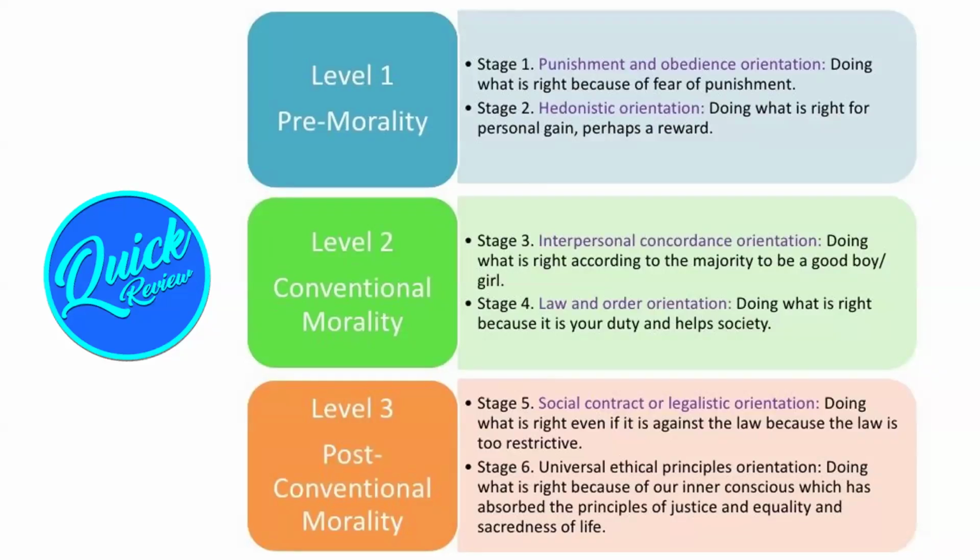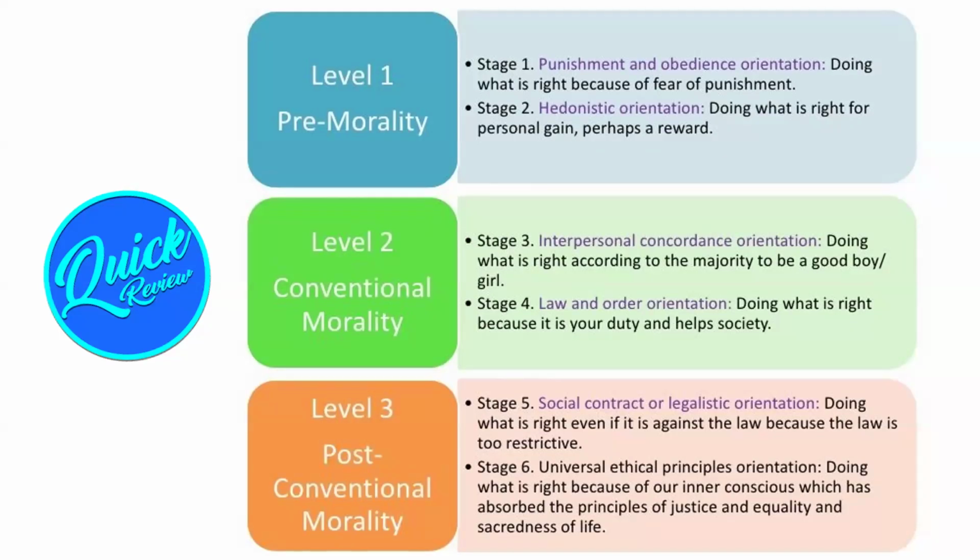Then we have hedonistic orientation. This is self-interest. Actually, see, stage 2 is also called self-interest. They are doing what is right for personal gain. Okay, they prefer reward. I'll do this, I'll get praise from my ma'am, I'll tell that he was talking, then ma'am will give me the chocolate. Self-interest, very much. You must have seen this in early ages only.